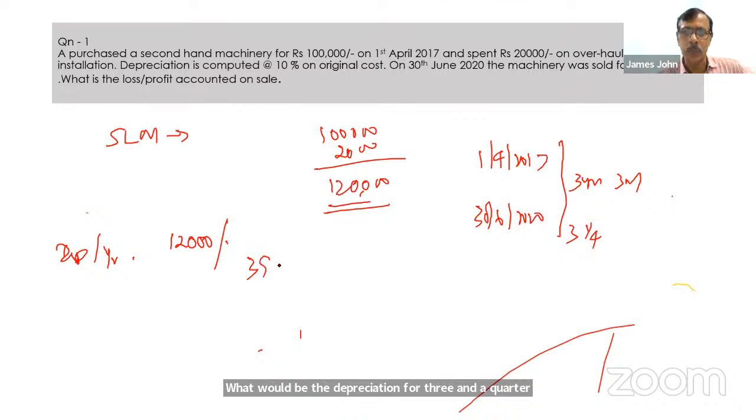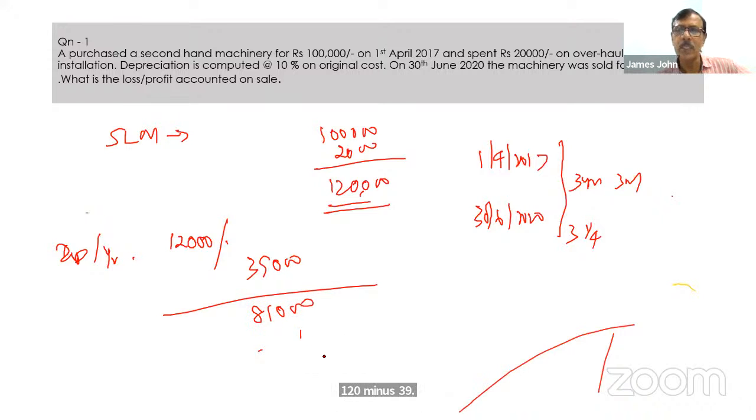39,000, sir. Yes, 39,000. So 120 is the total cost. Depreciation provided 39. What will be the balance amount in the books of the company? 120 minus 39, 81,000, isn't it?